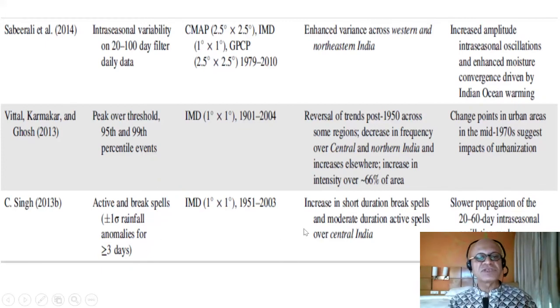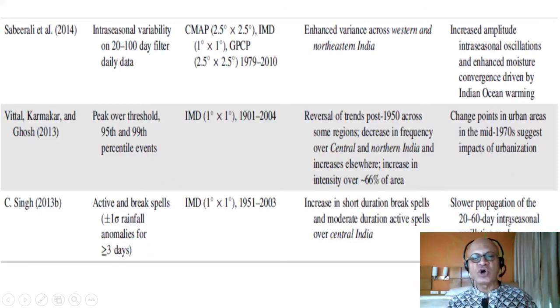This study by Charu Singh looked at active and break spells and talked about increase in short duration break spells and moderate duration active spells over central India. Is that completely consistent with the Pai et al. and Dipti Singh et al. in terms of the duration of the active spells being shorter and more intense? Here it's calling moderate duration active spells and short duration break spells. So you have to be careful that they are not completely opposite to each other.